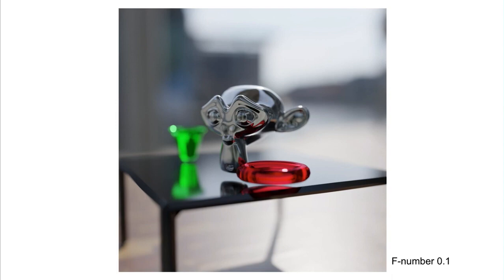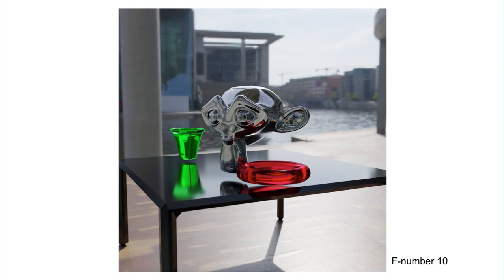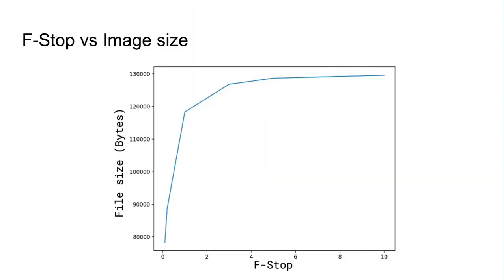I'll now show images with gradually increasing depth of field. As you could see, the background becomes increasingly clear as the depth of field increases. The graph here shows the relationship between the f-stop and the image size. We can see that the file size drastically increases as the f-stop increases. For example, the size of the image at f10 is 65% bigger than the image size at f0.1. This shows that the image size indeed reduces as the depth of field decreases.